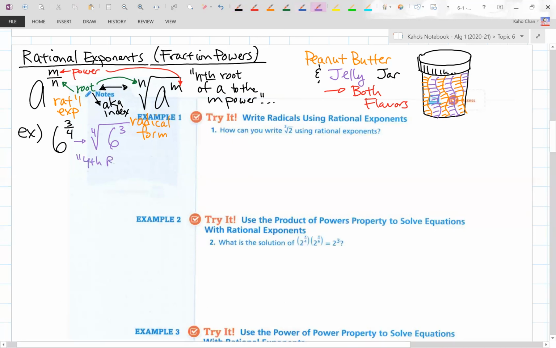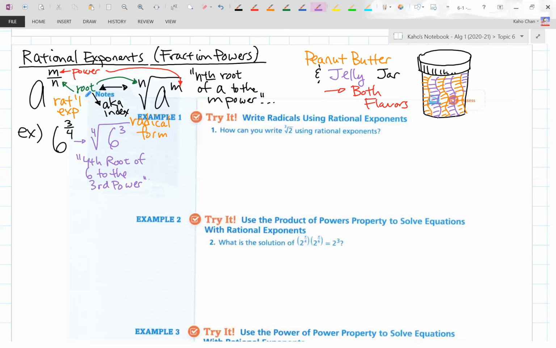4th root, meaning you need 4 numbers to come out. 4th root of 6 to the 3rd power. That's how we say that. If this is overwhelming, that's okay. Just take a deep breath and we'll walk you through this stuff.